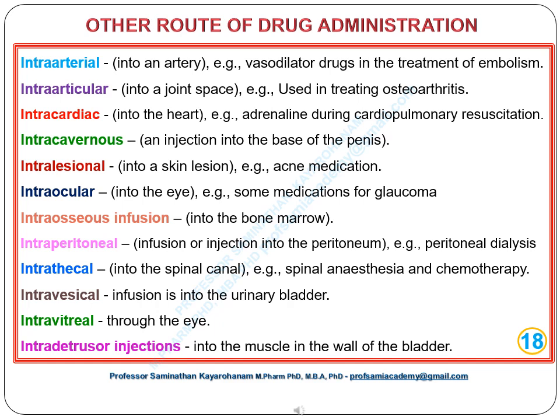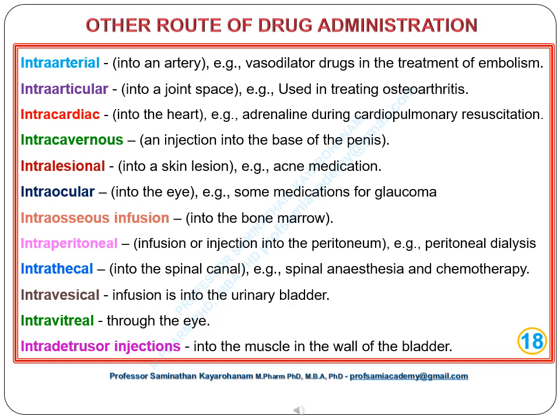Next slide. Other routes of drug administration: intraarterial, into an artery, for example, vasodilator drugs in the treatment of embolism. Intraarticular, into a joint space, for example, used in treating osteoarthritis. Intracardiac, into the heart, for example, adrenaline during cardiopulmonary resuscitation. Intracavernosal, an injection into the base of the penis. Intralesional, into a skin lesion, for example, acne medication.